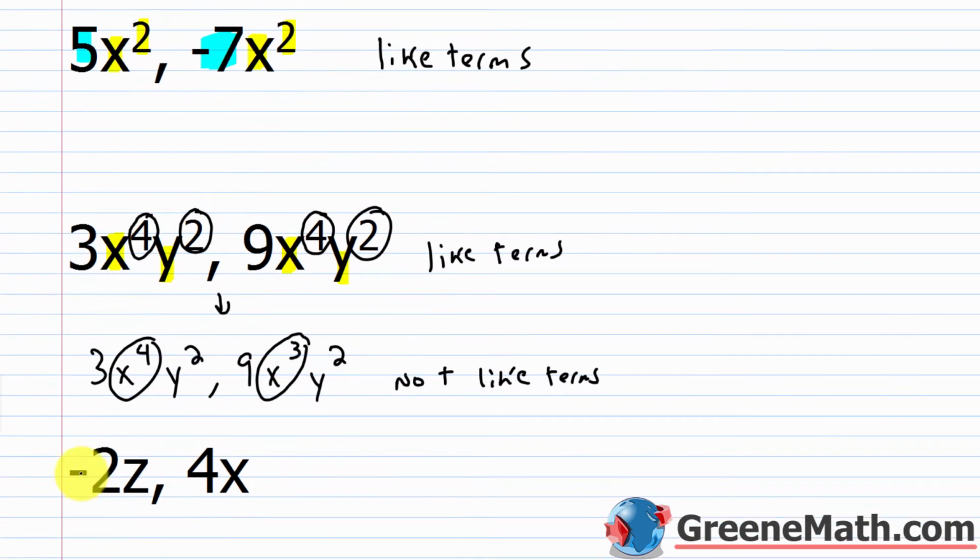So in this example here where we have negative 2z and 4x, obviously those aren't like terms, right? They don't even have the same variable. This one has a variable of z. This one has a variable of x. So these are not like terms.